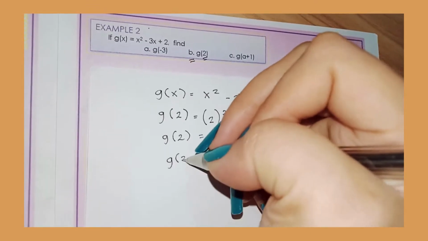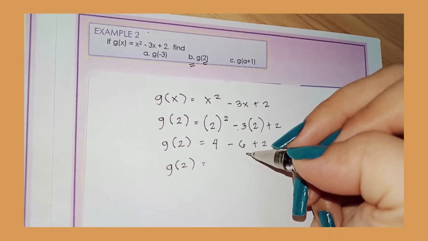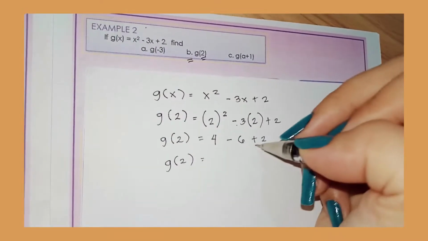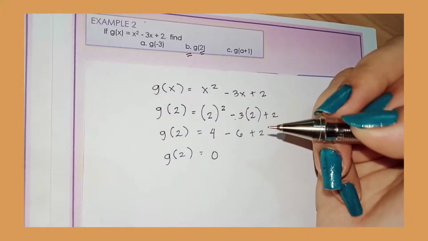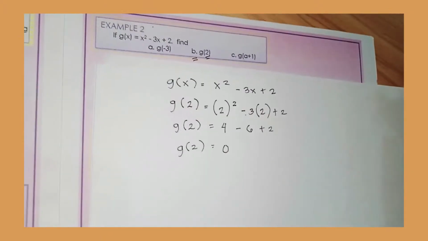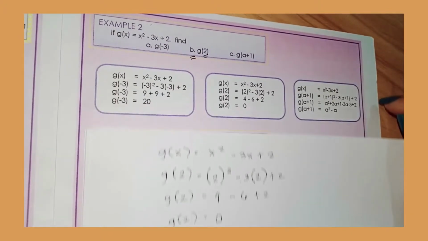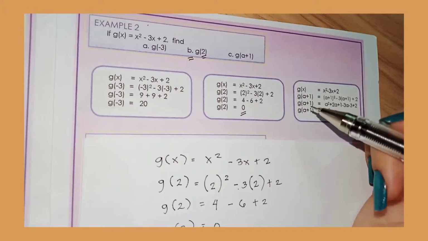Next, simplify ulit natin. G of 2 is equal to 4 minus 6 is negative 2. Negative 2 plus 2 is 0. So, final answer is 0. Kapag daw yung x pinalitan ng 2, ang magiging sagot ay 0. Same with the answer in this given. So, tama yung ating nakuhang answer.